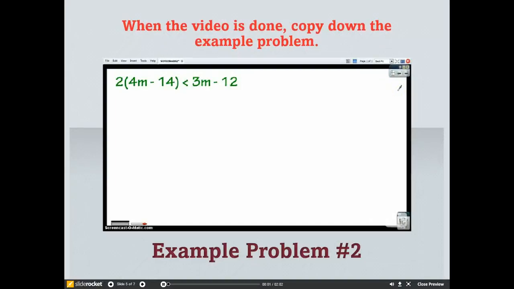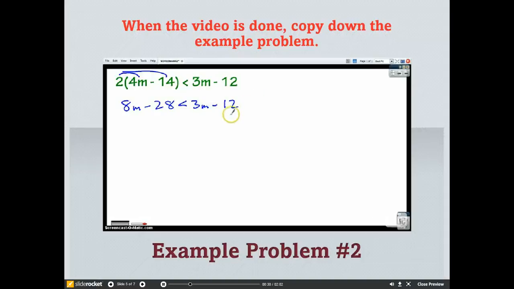Let's take a look at a more complicated problem. Here we've got 2 times the quantity 4m minus 14 is less than 3m minus 12. So the first thing I think we want to do here is simplify the problem. We don't want to do anything without first getting this out from the parentheses. So we'll do the distributive property, 2 times the 4m and 2 times the 14, so we'll get 8m minus 28 is less than 3m minus 12.